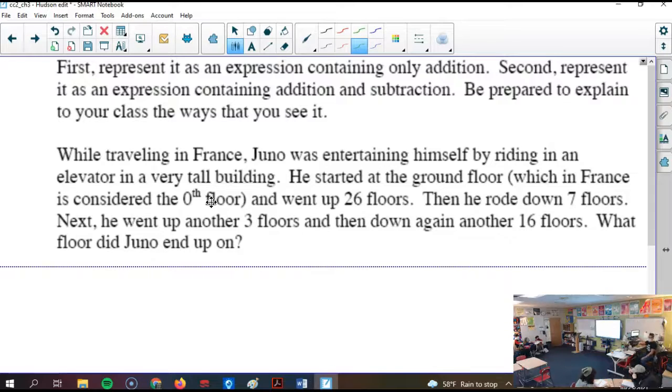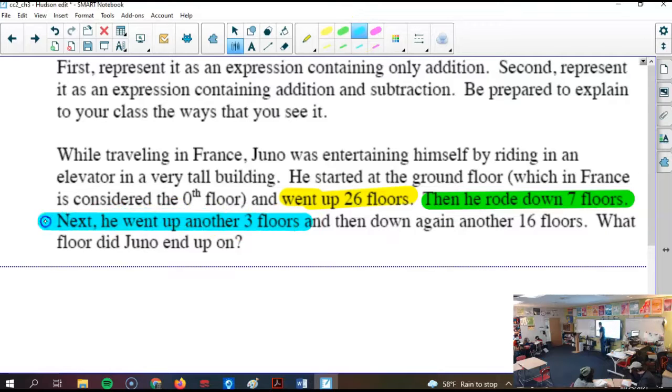Okay, so think about a number line. So Juno walks in at floor 0. Then he went up 26 floors. Then he rode down 7 floors. Then he went up another 3 floors. And then down again another 16 floors. What floor is Juno on now? Write it out with numbers, draw it out with a picture, do whatever you want.